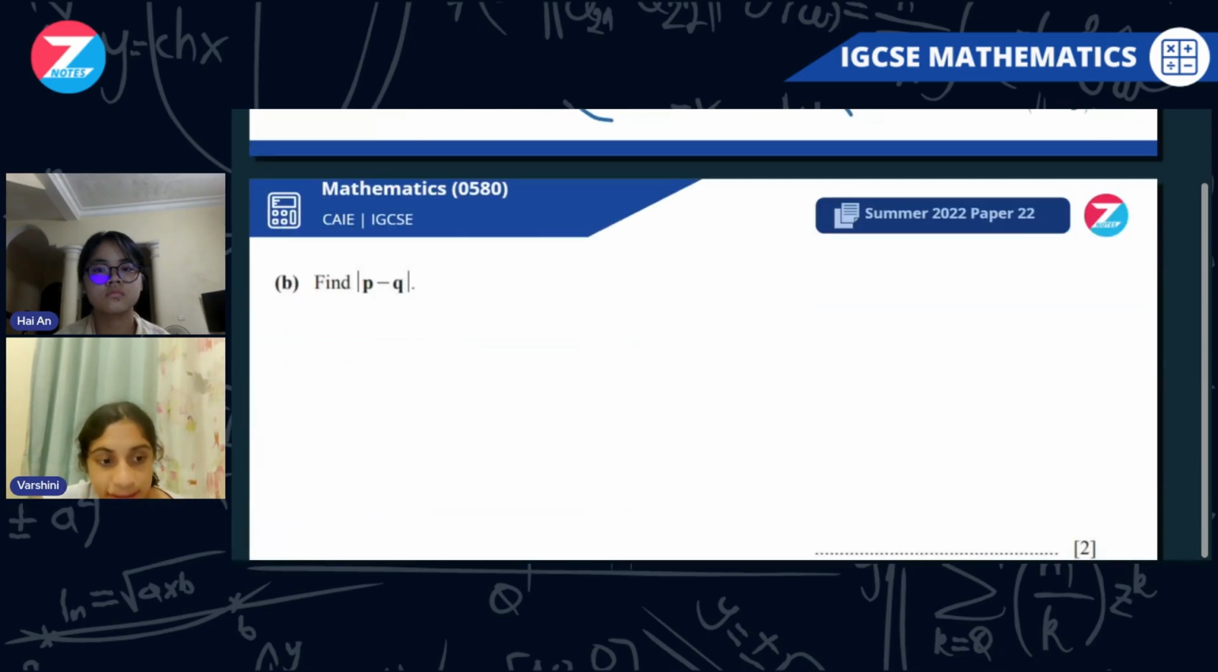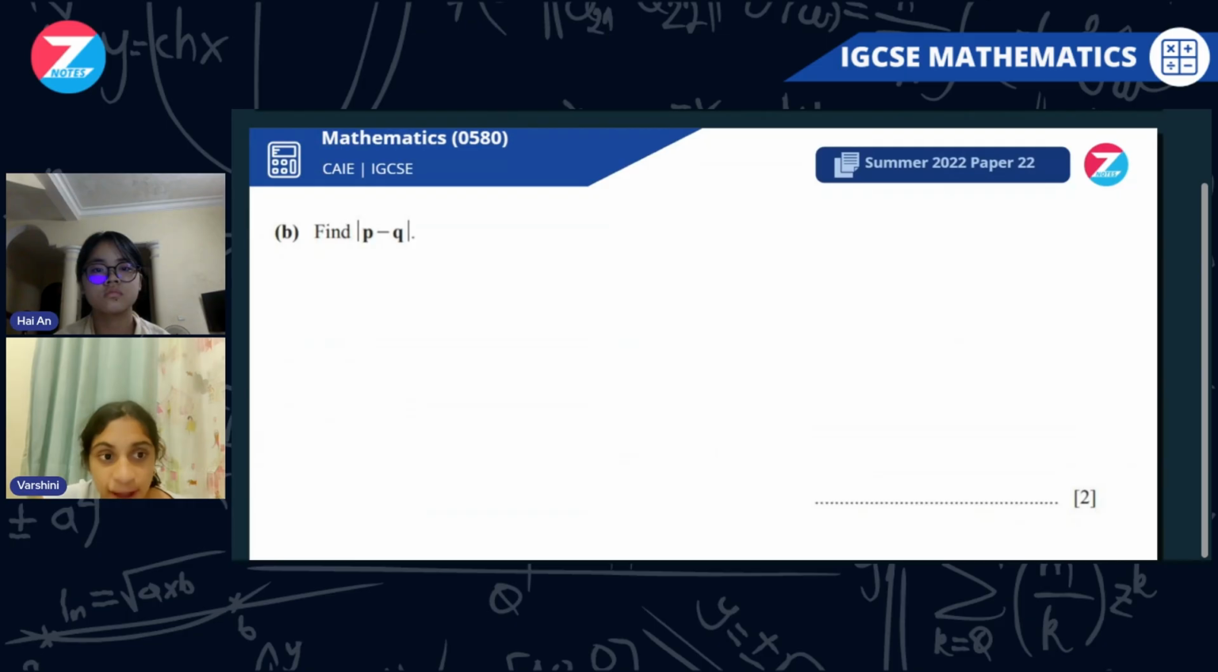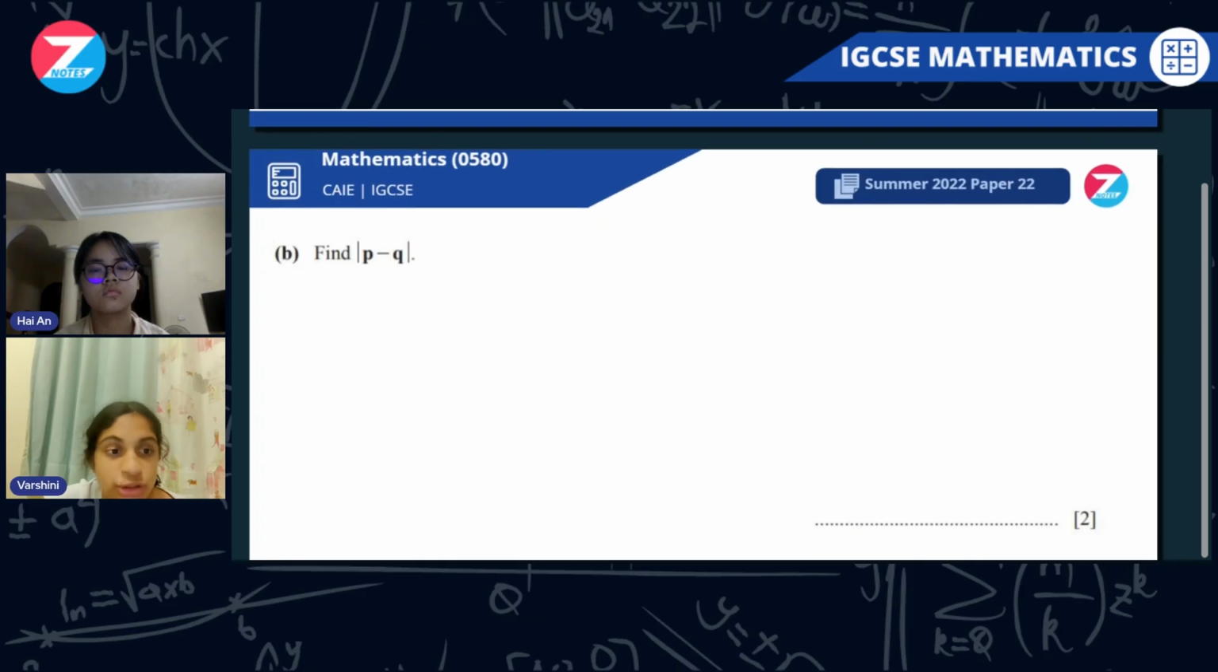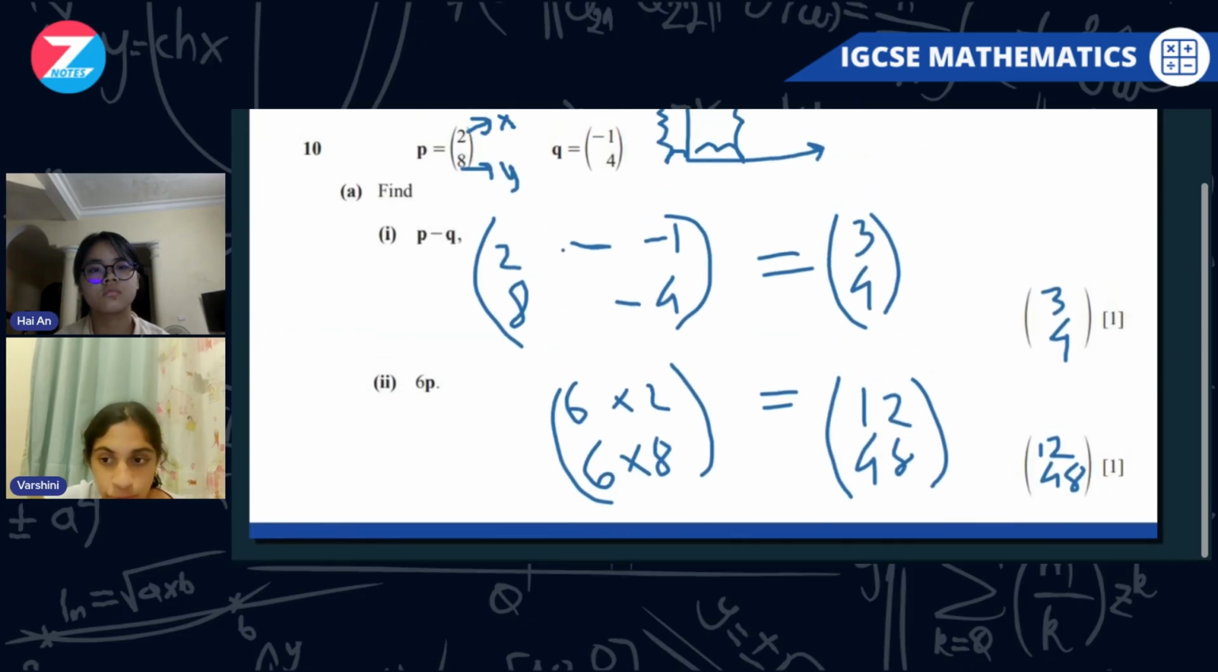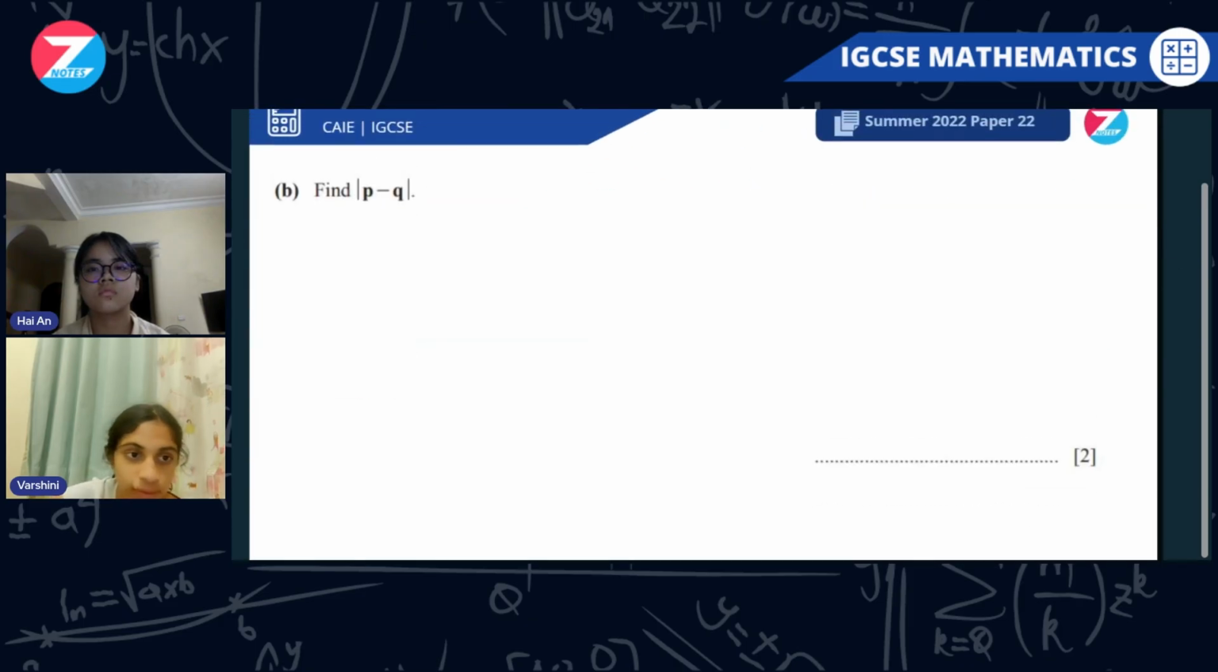Okay, for the next question, find the magnitude of p minus q, and they've given these lines at the side. That means when they have these lines, they want us to find the magnitude of p minus q, not just p minus q. So first, we already found p minus q. We know it's going to be 3 and 4. And we already know that this is in the x-axis and this is in the y-axis.